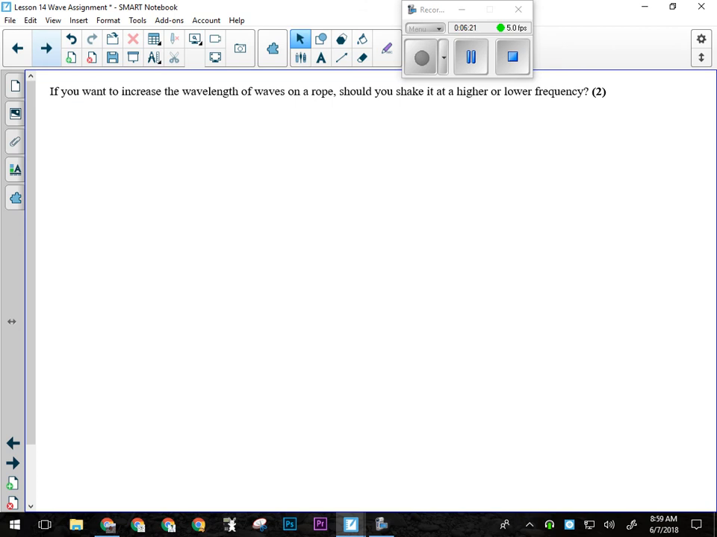Okay, this one has to just do with the universal wave equation. If I want to make waves on a rope, if I want to make them longer, should I shake the rope faster or slower? Which one will make longer waves? Slower. Yeah, if I go slower, my waves have a longer period, okay? And as a result, they also have a longer wavelength. If I shake it really, really fast, the waves will all be really, really short, okay? Everyone kind of follow on that?